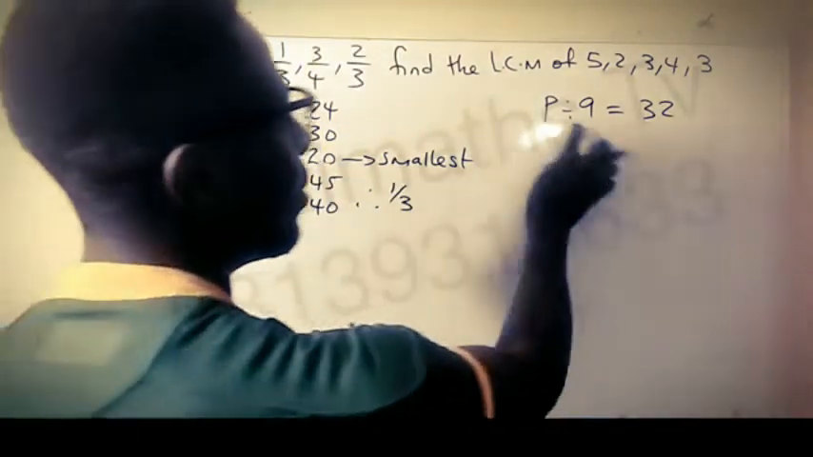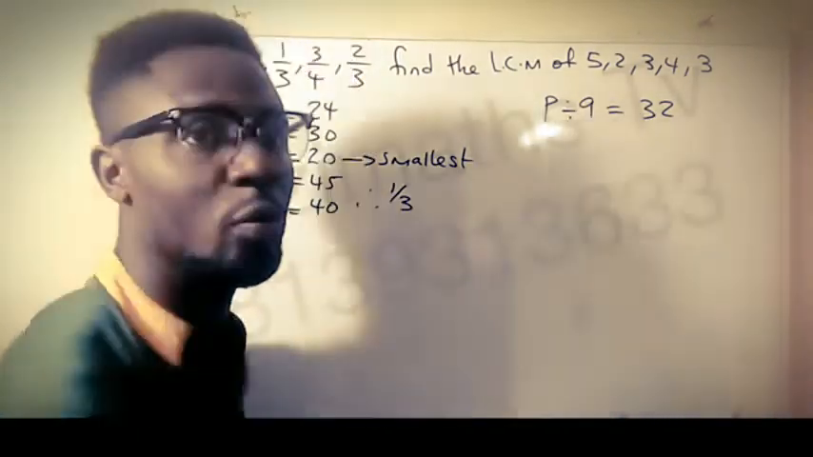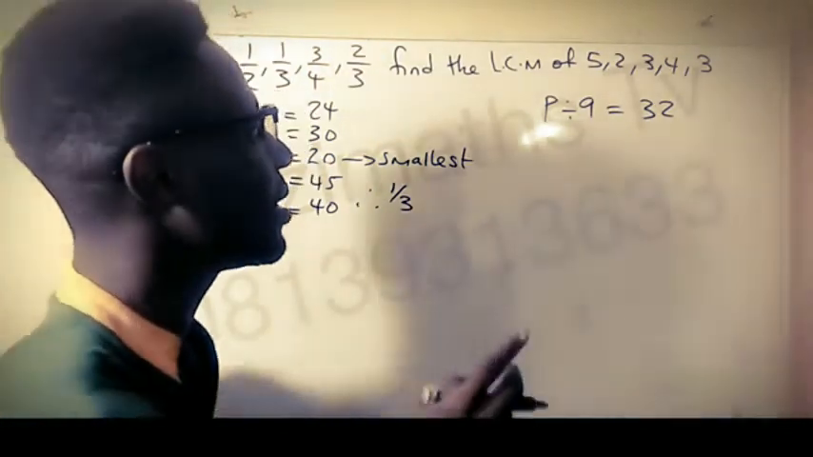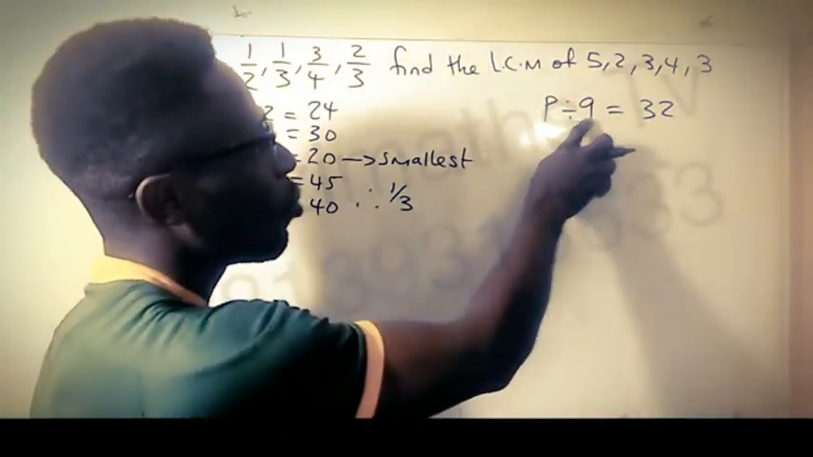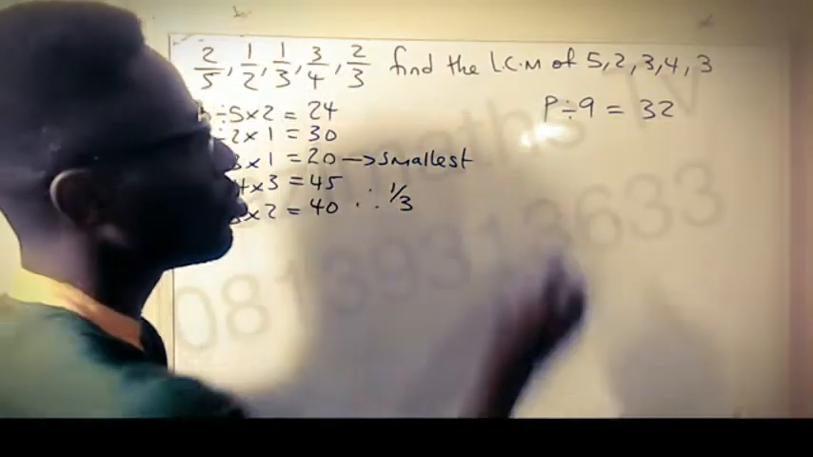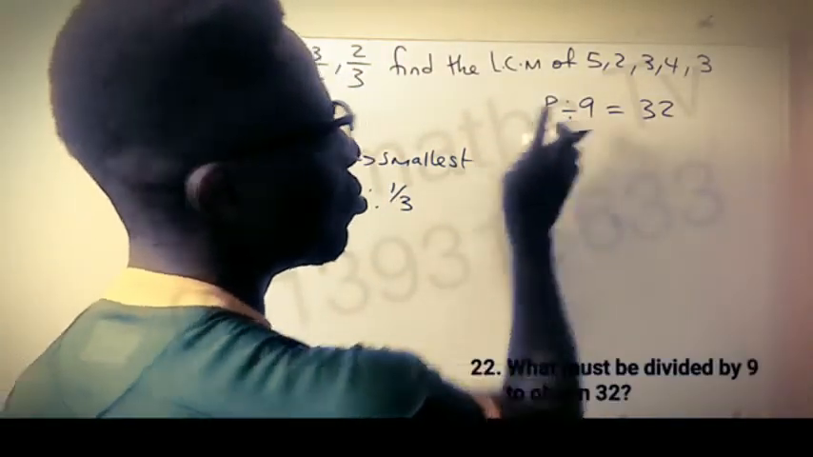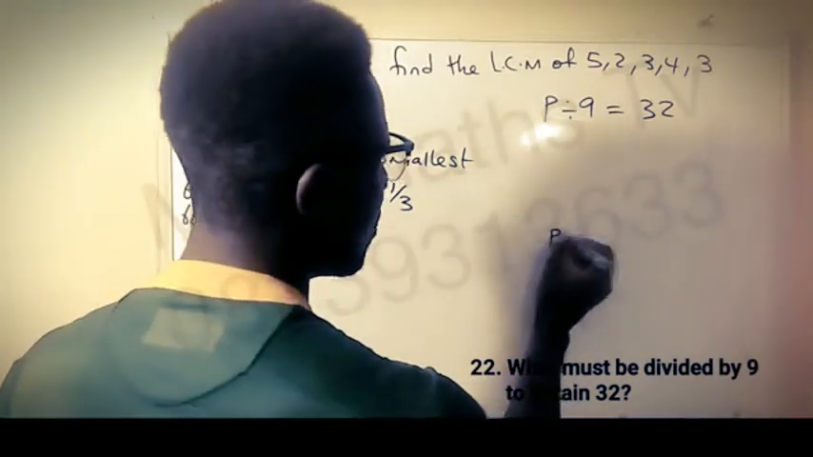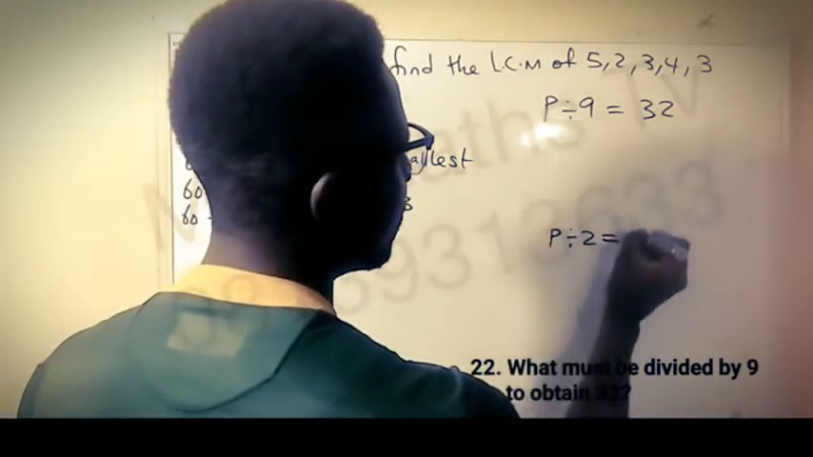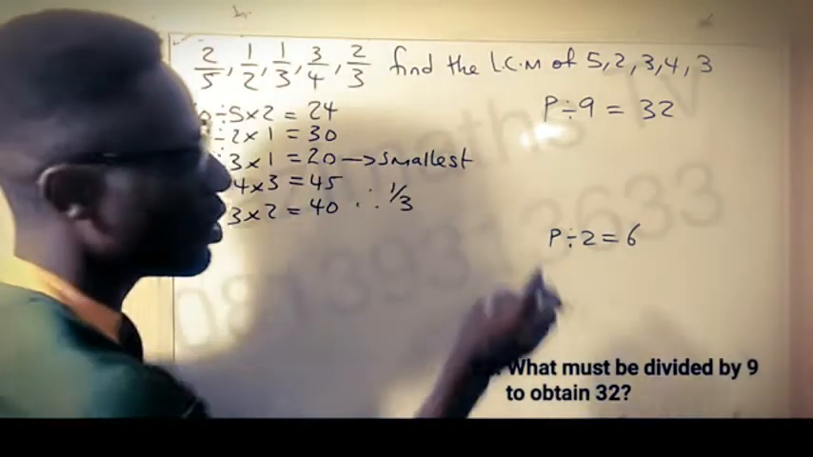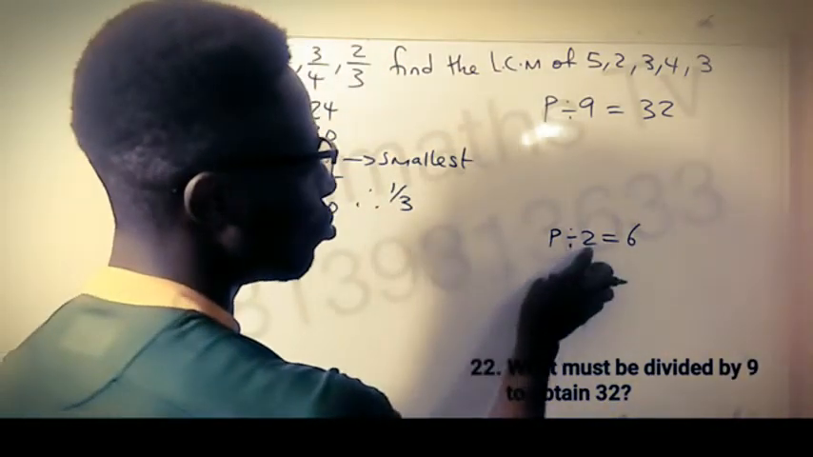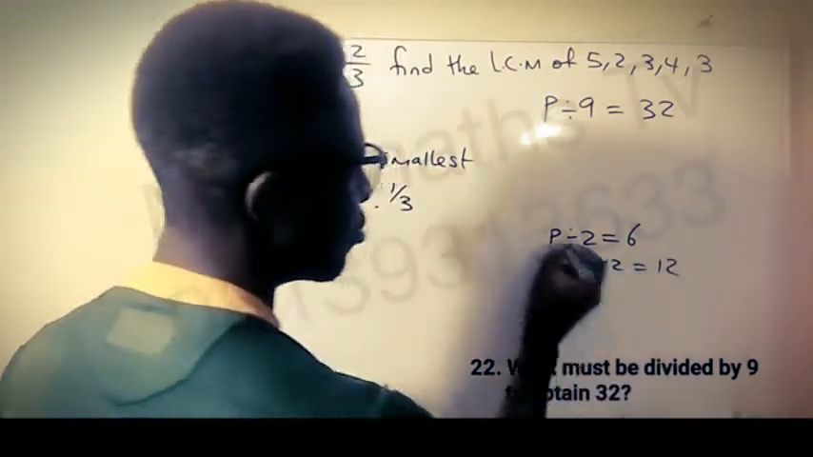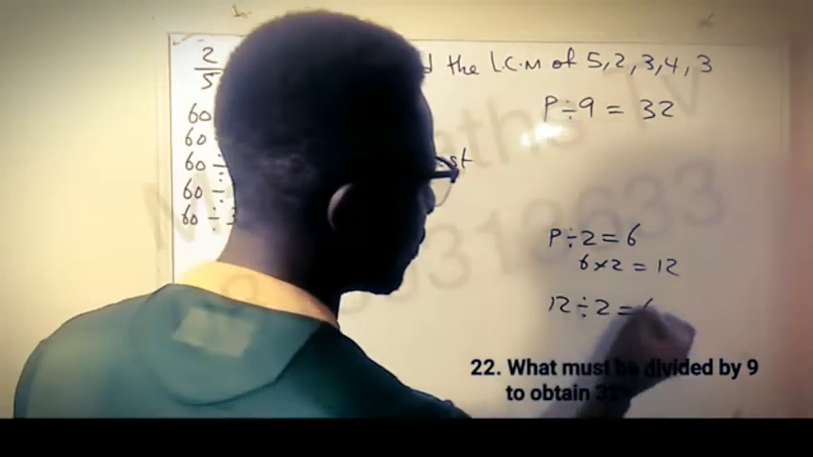Anytime you have this, because this question is called an open sentence, it means that we are looking for a number that when we divide it by 9, we are going to get 32. So all you need to do is just change this division to times. So you multiply this and this. It's just like saying P divided by 2 will give us 6. You are looking for a number that when you divide it by 2, gives you 6. All you need to do is just multiply 6 times 2, and that is 12. So definitely 12 divided by 2 will give us 6.